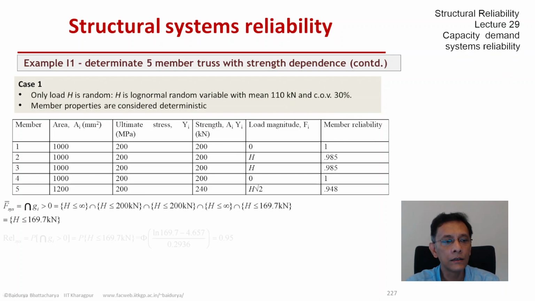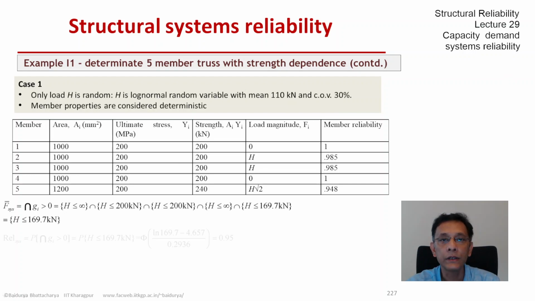And that, written in terms of H, is given as the intersection of those 5 events, as you see in the first line of that equation. H less than infinity is basically saying that y has to be greater than 0. So that is obvious. There is no possibility of failure in members 1 or 4. And for the others, you see H has to be less than 200 kilonewton for member 2. H again has to be less than 200 kilonewton for member 3, and less than 169.7 kilonewton for member 5.